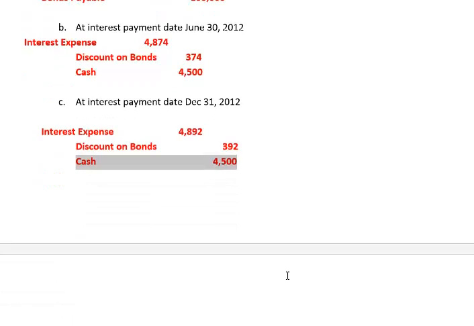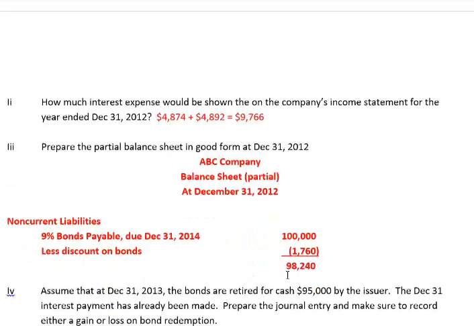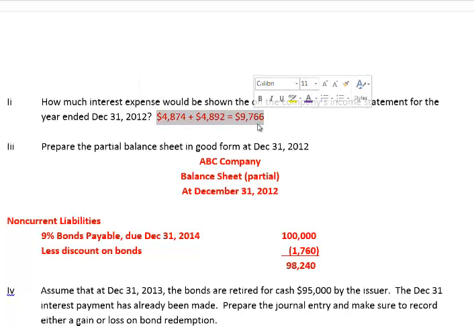Now, one thing that this question asked you to do as well is to show how much interest expense would be shown on the company's income statement for the entire year that ends December 31st, 2012. This is a little bit different. You haven't been asked that directly before, but you should know how to do it. This is just a different thing we can do to see if you know how to read the table. So we know that within any given year, and specifically 2012, we have two 6-month periods within which we booked interest expense.